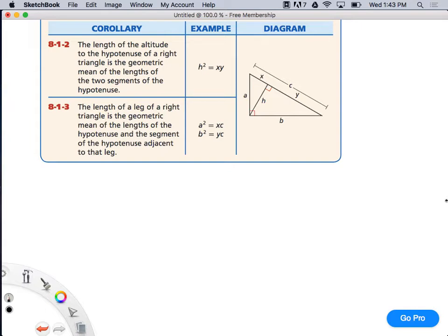So what's Y in this one? What's Y? 16. So square root of 16 times C is 20. What's 16 times 20? What's 16 times 2? 32. So add 0, it's 320. 320. Does that make sense? You guys understand this?